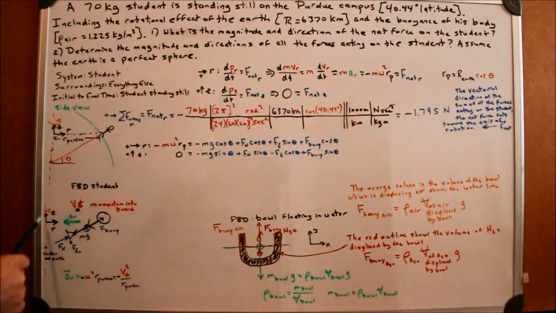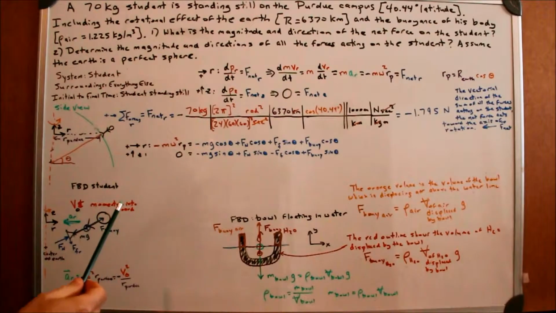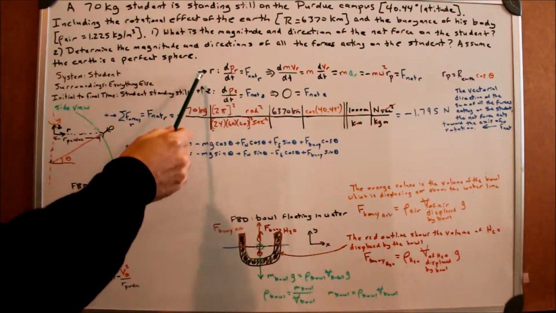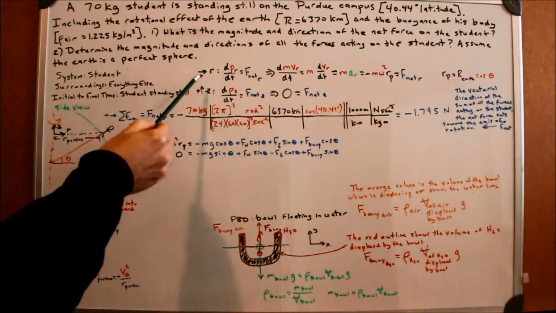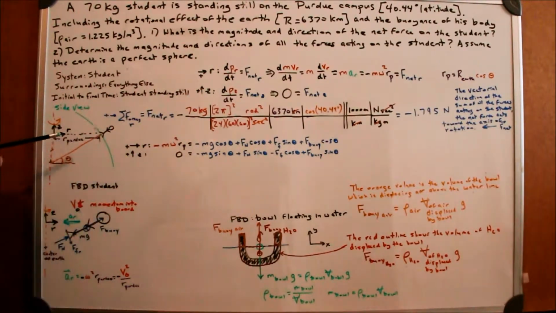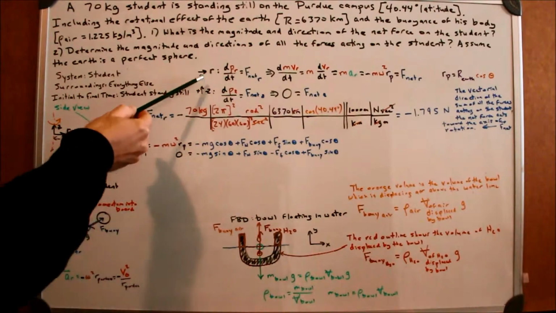From our free body diagram, we're going to use our momentum principles, and momentum is vectorial. For each vectorial direction, we have the r direction and the z direction. Start with the r direction. We know we drew our positive this way.